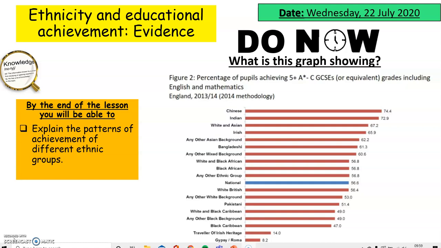So, as a starter, if you want to have a look at the graph, in your own words, could you sum up what this graph is showing about achievement? So this is the percentage of pupils achieving 5 or more A star to C grades at GCSE, including English and Maths. So have a look. If you had to sum up that in your own words, how could you do that?